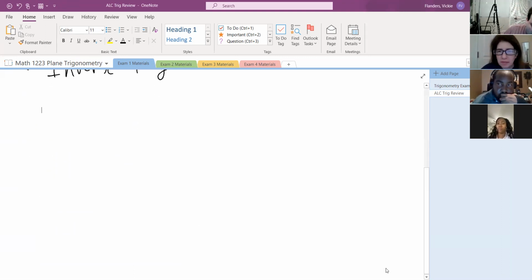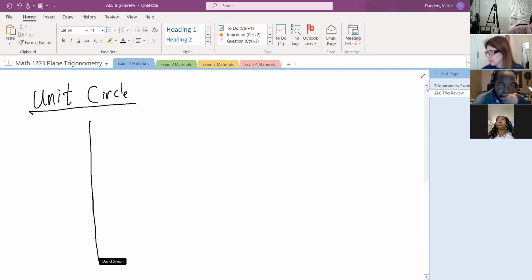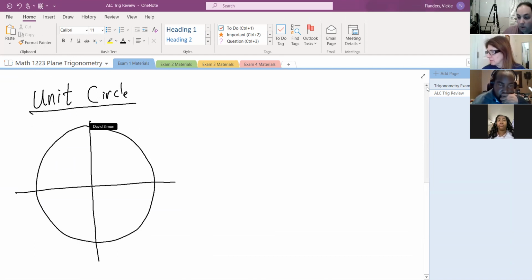Okay, so whenever you hear somebody say the unit circle, the first thing that should come to mind is a circle centered at the origin with a radius of 1. I don't think I could draw one that well ever again. Good. You're right. Pretty good.